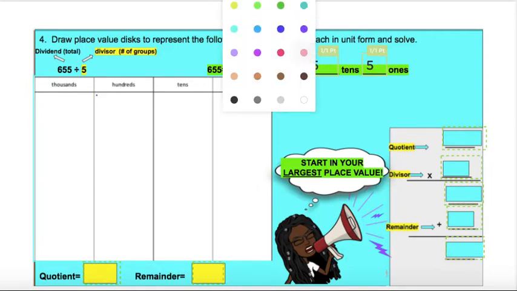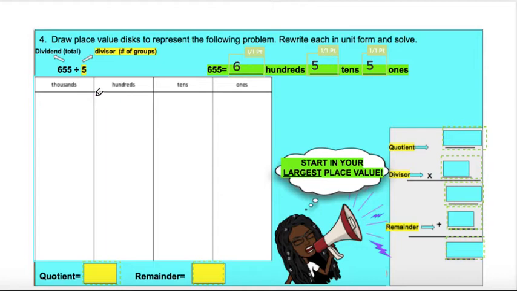We already know, friends. We're drawing 6 hundreds. 2, 3, 4, 5, 6. We're drawing 5 tens. 1, 2, 3, 4, 5. And we're drawing 5 ones. 1, 2, 3, 4, 5. How many groups am I breaking this place value chart into? Look at your divisor.